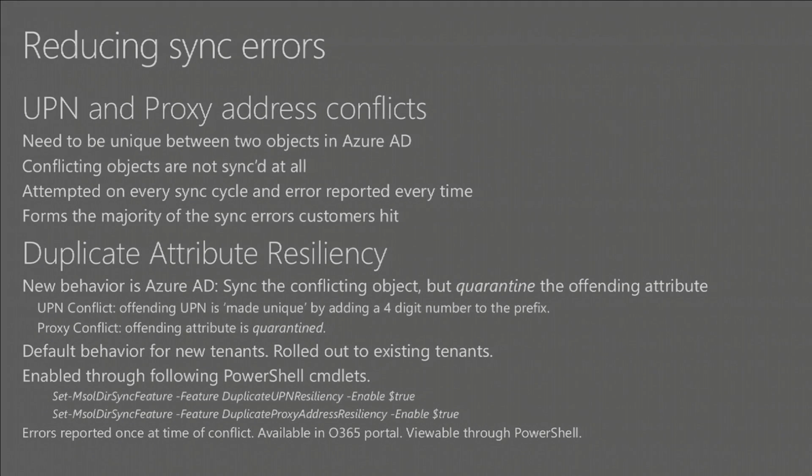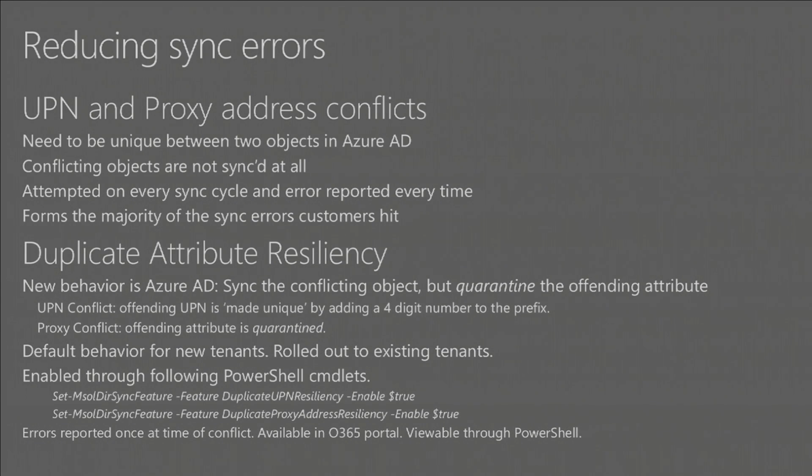But we are doing a bunch of stuff in this area with reducing the number of synchronization errors. So the first thing we are doing is allowing UPNs and proxy addresses to actually be automatically addressed with the sync engine itself, or I should say up in Azure Active Directory.